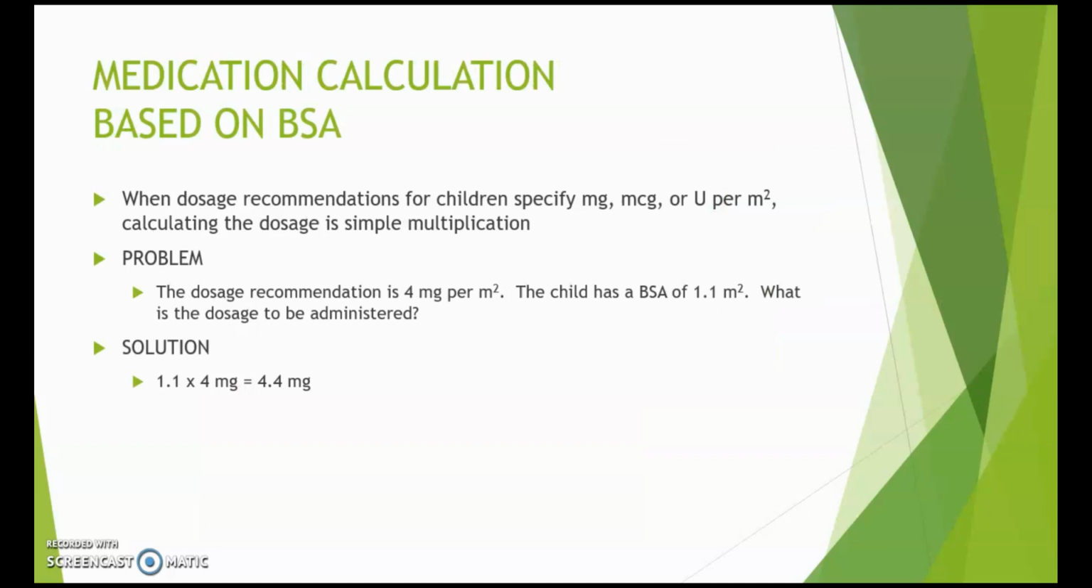All right, medication calculation based on body surface area. When dosage recommendations for children specify mg, mcg, or dosage unit per m squared, or square meter, calculating the dosage is a simple multiplication problem. The dosage recommendation is 4 mg per m squared. The child has a BSA of 1.1 m squared. What is the dosage to be administered? Solution: 1.1 × 4 mg equals 4.4 mg.